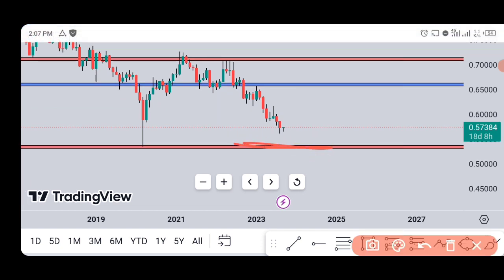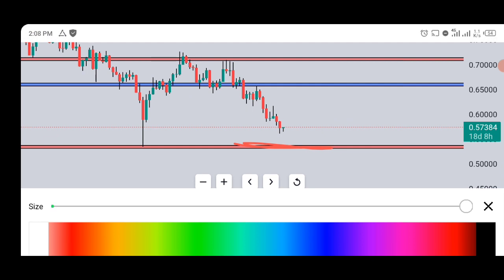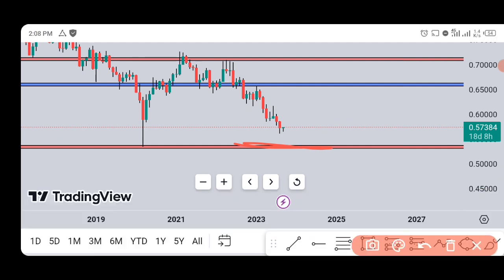So these red lines are the monthly zones, while the blue ones are the weekly zones. So this is my monthly zone, weekly zone, monthly zone. So my overall target is from monthly zone to monthly zone. So I'm expecting this market to come down to this point.